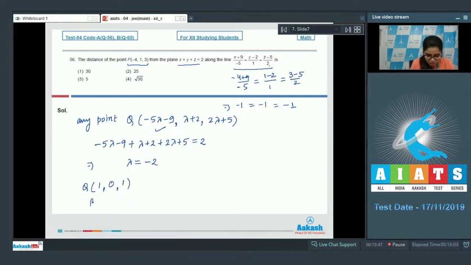Now, the distance PQ is root 30. So, option number 4 is your correct answer. Now, move on to the next question.